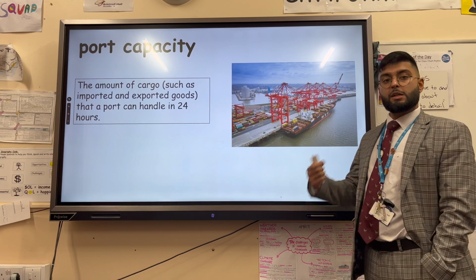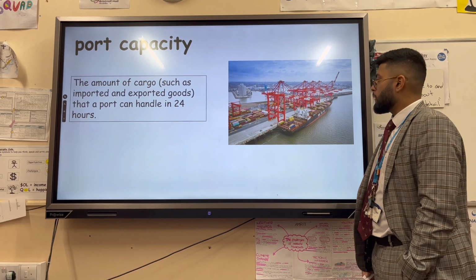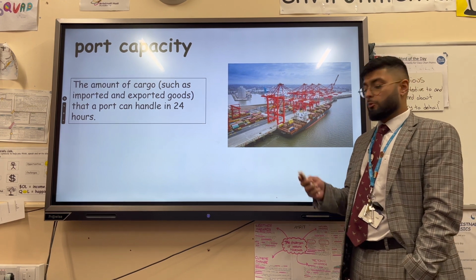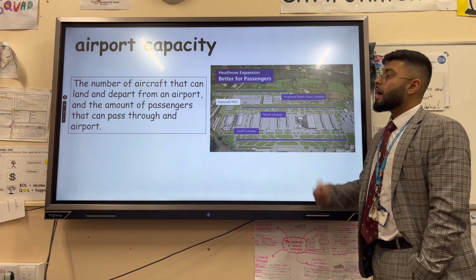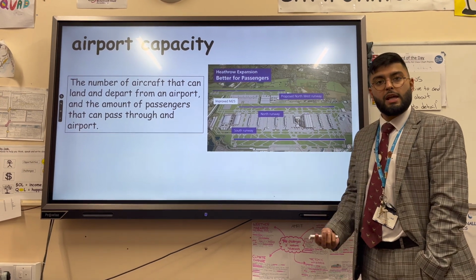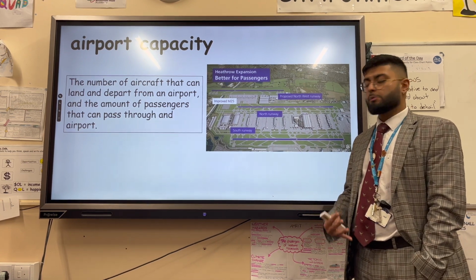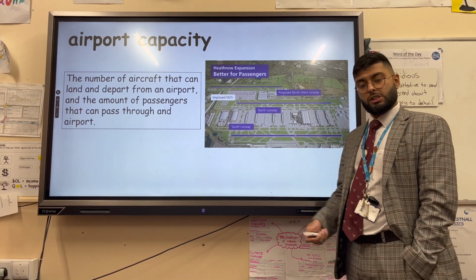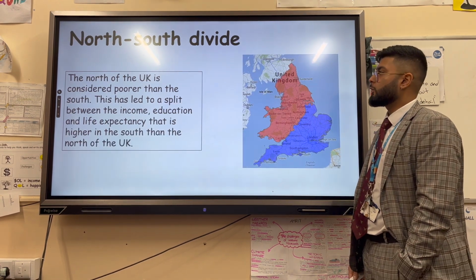Port capacity is the amount of cargo, imports and exports that a port can handle in 24 hours. If we increase our port capacity, we can have more imports and exports, then we can have more money for the UK's economy. That will also drive regional economic growth. Airport capacity, very similar. The number of aircraft that can land or depart from an airport within a given time, usually 24 hours. More passengers buying tickets means more money for the economy, but more planes leaving also means more imports and exports can leave the airport in a given time, again leading to an increase in regional economic growth.